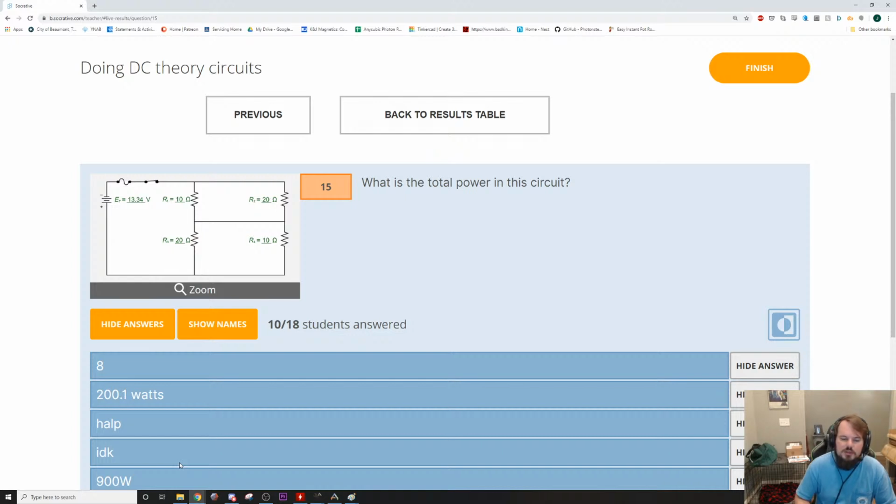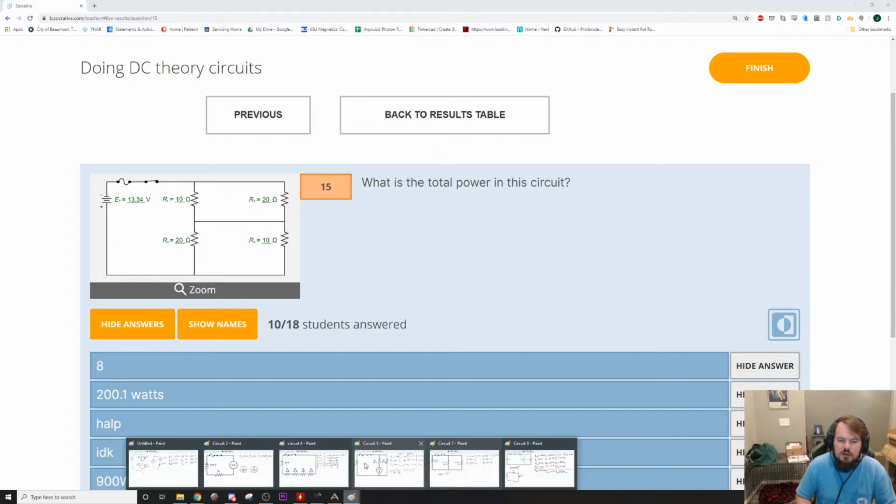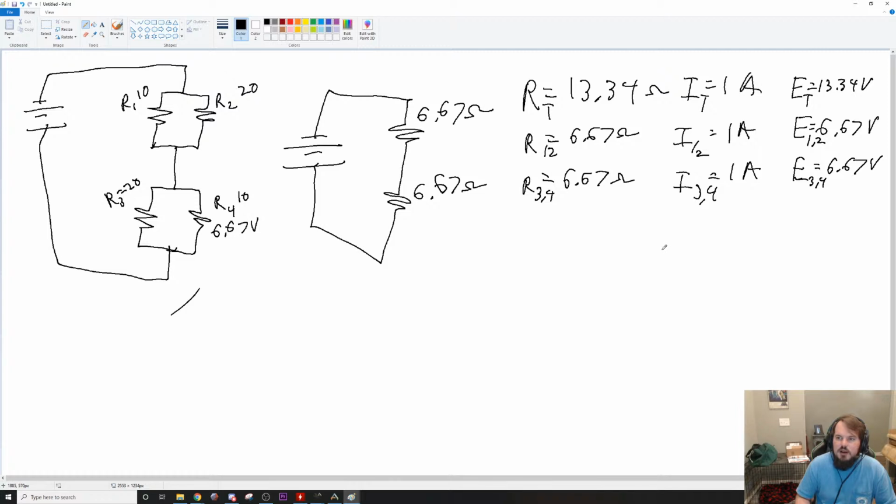What is total power in this circuit? Well, since we have all the pieces, it's actually going to be 13.34 watts, because 1 times 13.34 is 13.34.